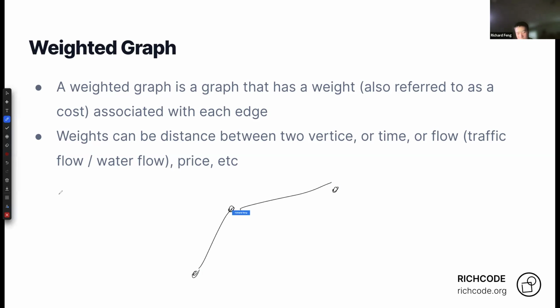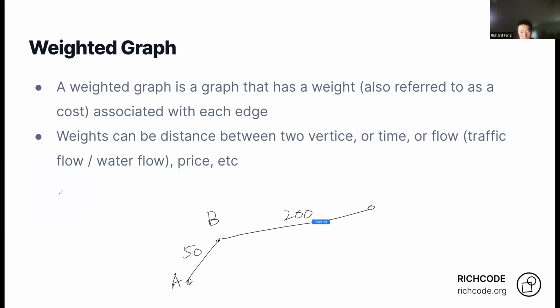So if we have a graph that looks like this, we can basically associate numbers with the edges. It could be the price or the time or the distance. So if we're talking about different cities, like cities A, B, and C, in this case, the weight is referring to the distance. So weights are associated with edges.